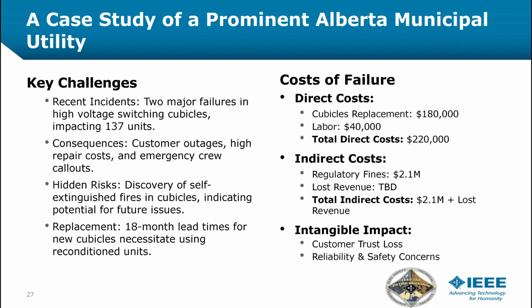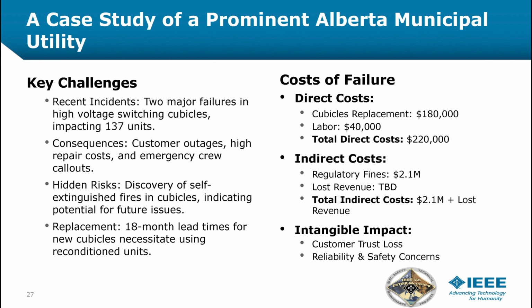The customer outages, it has a high cost of repair. Emergency crews had to go out on a call out after hours. Hidden risks. The discovery of self-extinguishing fires in cubicles indicated potential for future issues. Replacement time of 18 months. This is something that all utilities have to deal with, in that it takes them approximately 18 months to get new switching cubicles, as they're hard to get right now.